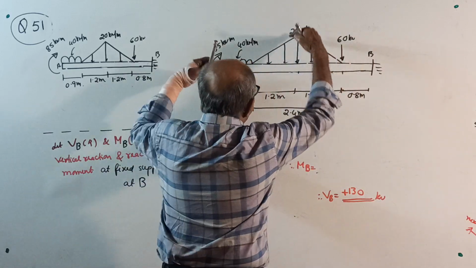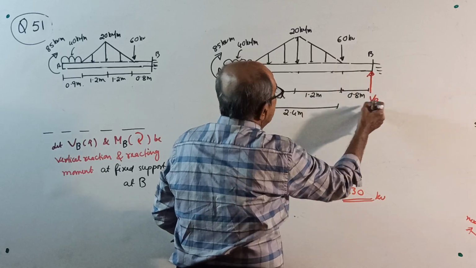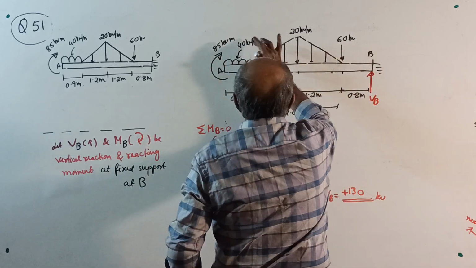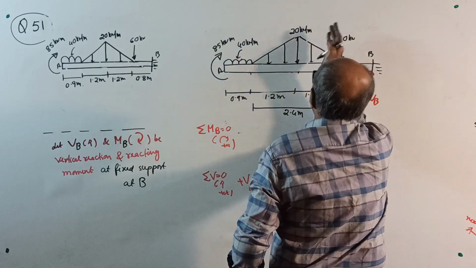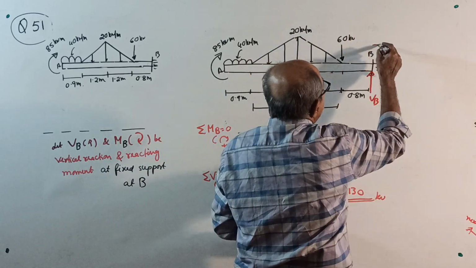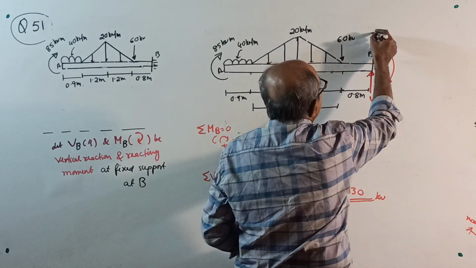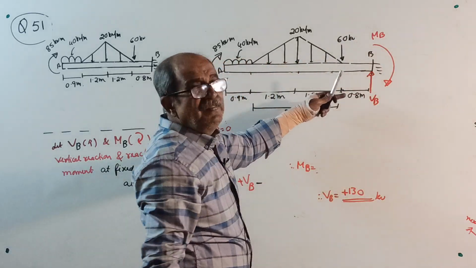Downward loading, so we will assume upward reaction VB. All these loads will create anti-clockwise moments, but one is clockwise, though we are sure that the anti-clockwise is predominant. So if this is predominant, this is the balancing moment MB. We will see later.